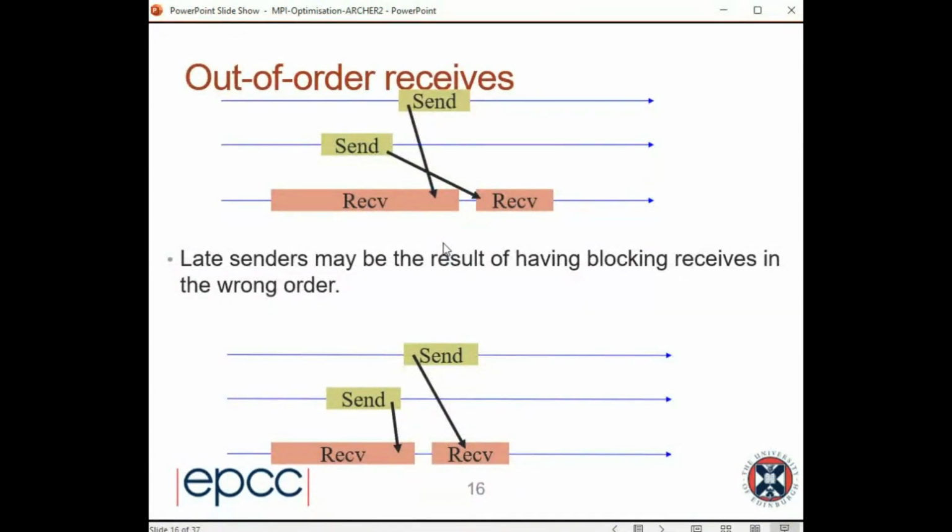Out of order receives is a similar problem. So now we have 3 processes, 1, 2, and 3. And this third process is receiving data from the other 2. What it does is it issues the receive from this first process first. So it's sitting there and waiting till that comes in. But it turns out that the first send was issued by this process.